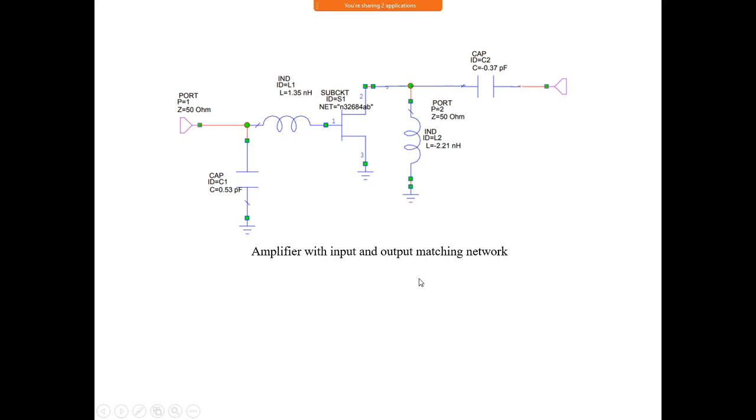It looks like a very simple circuit, but the design is very complicated, as we observed here. So these things are needed at RF and microwave. It is not an easy task. We have to consider all these things while designing the amplifier.